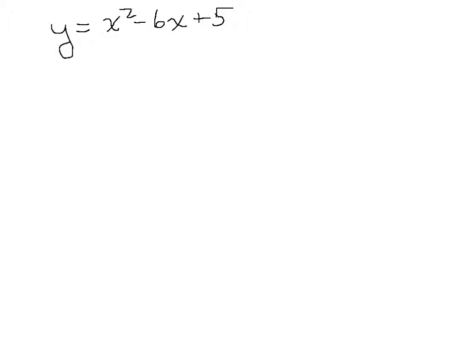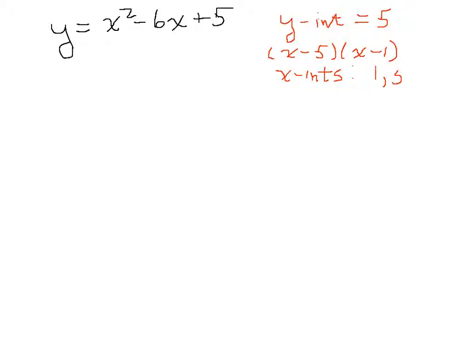So let's look at this particular one. First of all, we can make the statement right off the bat that the y-intercept is equal to 5, right? And does this factor? Well, indeed it does. It factors as x minus 5, x minus 1. So the x-intercepts are 1 and 5.